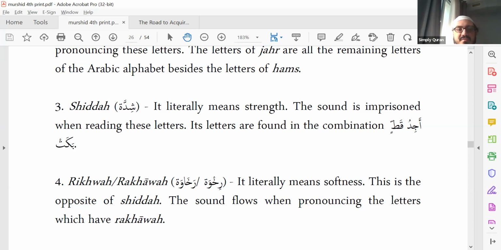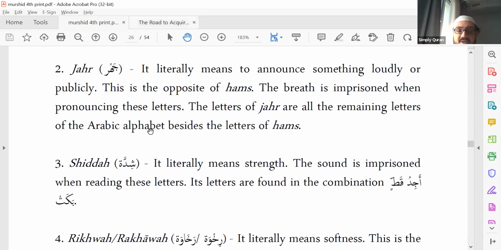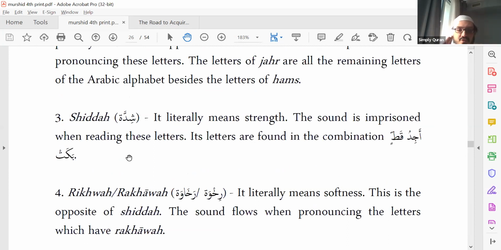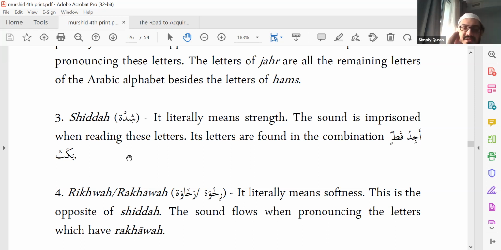So the kaf and ta, remember, they have hams. Hams means the breath flows. But they have shiddah as well. Shiddah means the sound is stopped. Okay, so what happens here is, when your tongue touches the ta, what's the makhraj of ta? Someone tell me quickly. The tip of the tongue touching the edge of the upper central incisor. Jazakumullah khair, thank you.